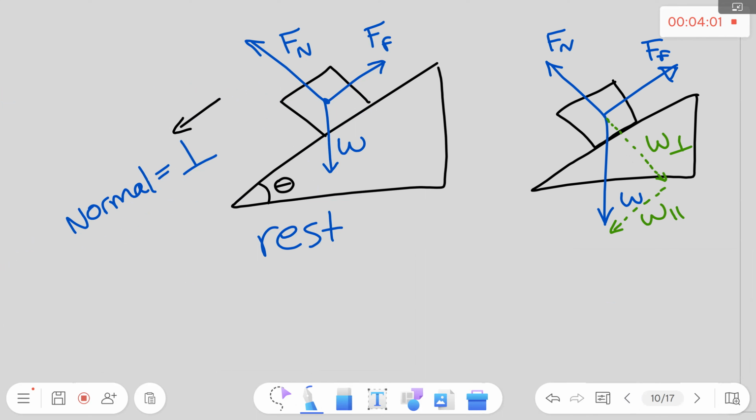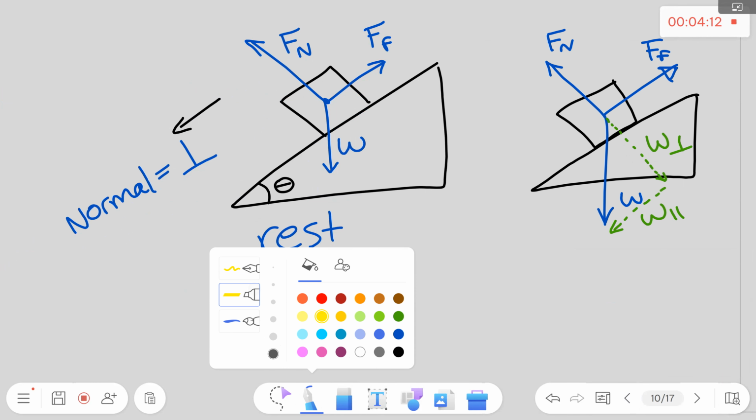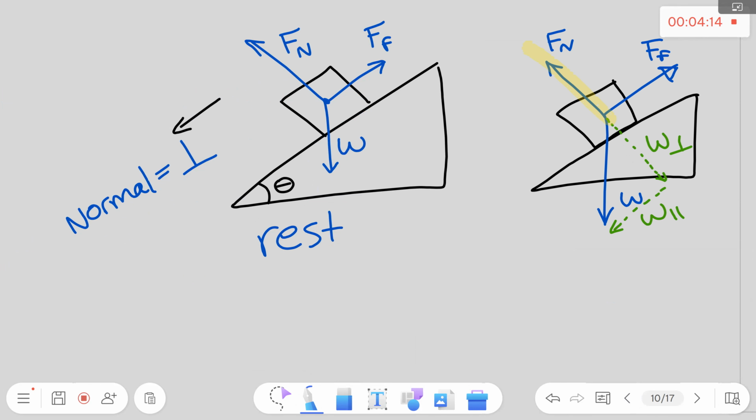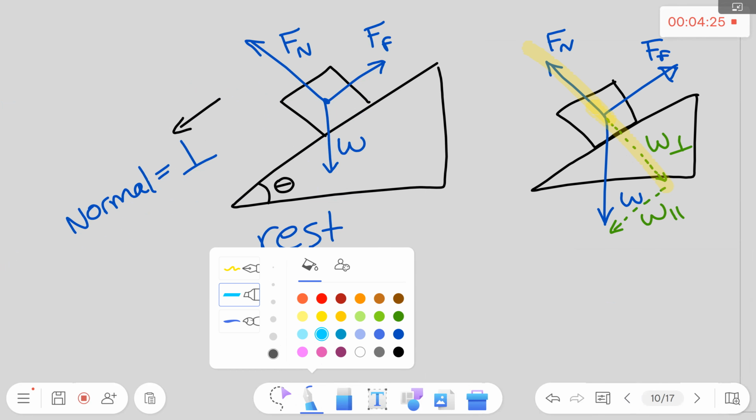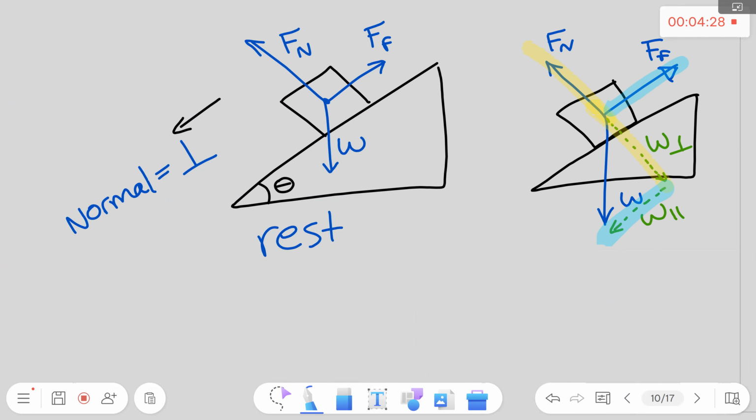Looking at that free body diagram now, can you see what forces are counteracting each other? Weight perpendicular and force normal. Let's do a little highlighter action. Force normal and weight perpendicular. Hey, look at that. Those are going opposite directions, right? Those are in balance with each other. What's the other one that's going to be in balance with each other? Weight parallel with friction. Okay. Because those are going opposite directions.